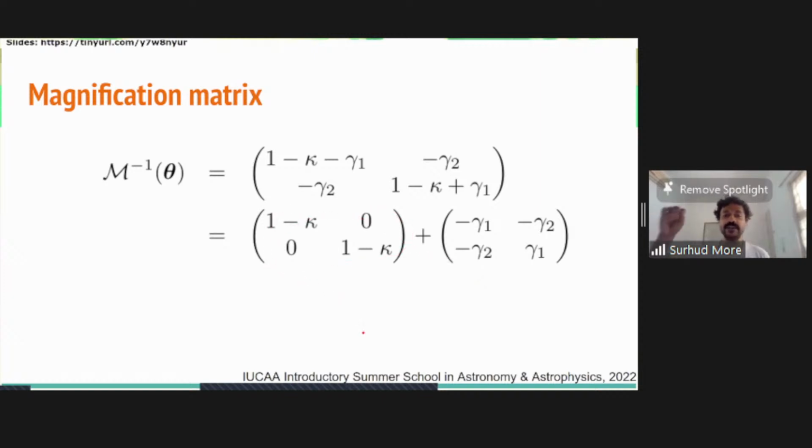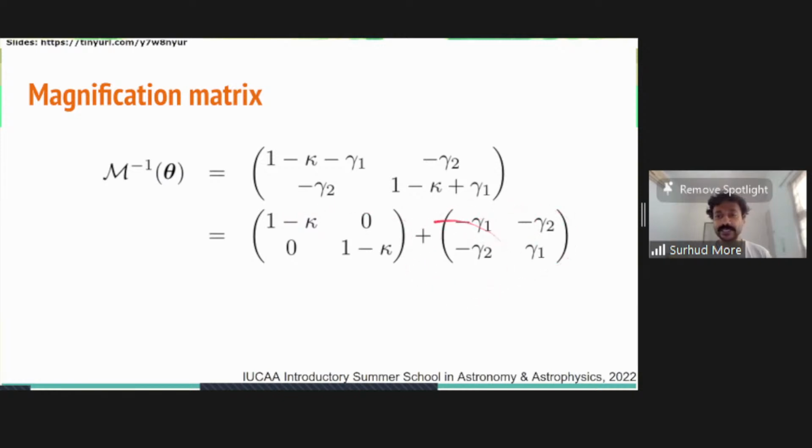What it means is if you have a circular object in the source plane, the x component gets increased in size by 1 minus kappa and the y component gets increased in size by 1 minus kappa. And so any object is going to be isotropically changed by 1 minus kappa, right? Because I can take this 1 minus kappa out and then you get an identity matrix. So any image that you see, any source that you have, if you just apply this transformation, it just magnifies that object by 1 minus kappa. Right? So that's the simple meaning of this first term.